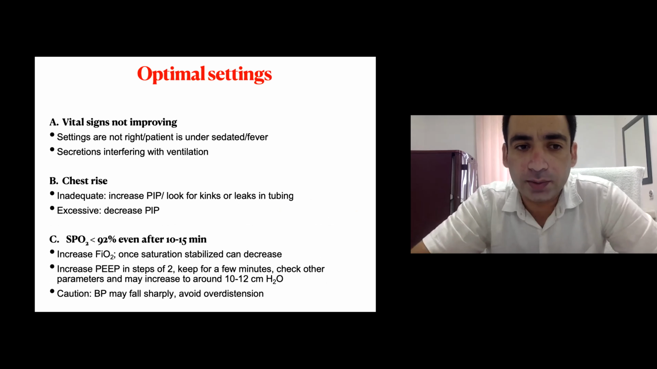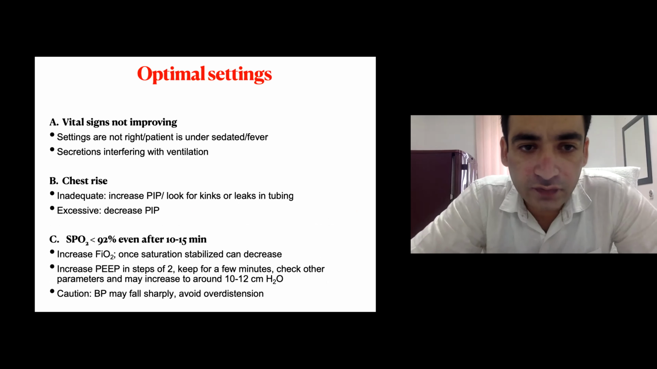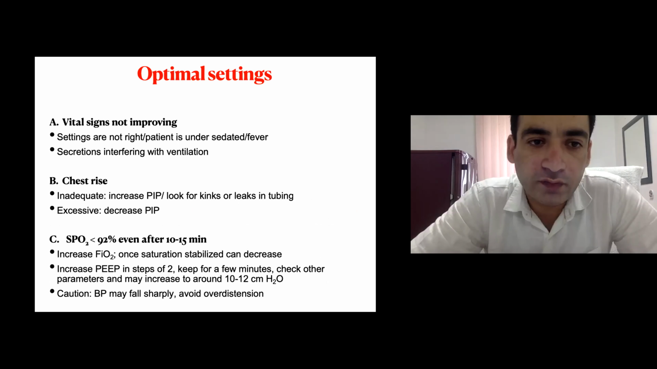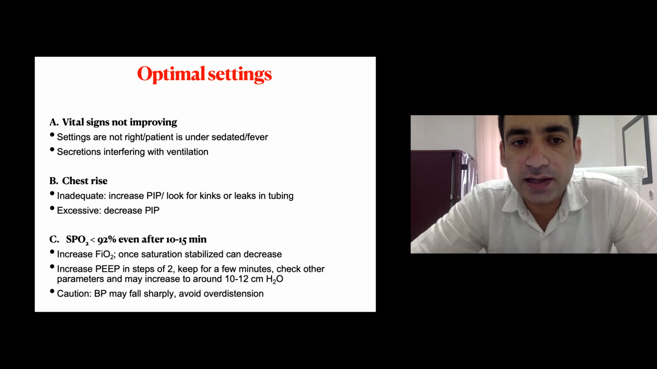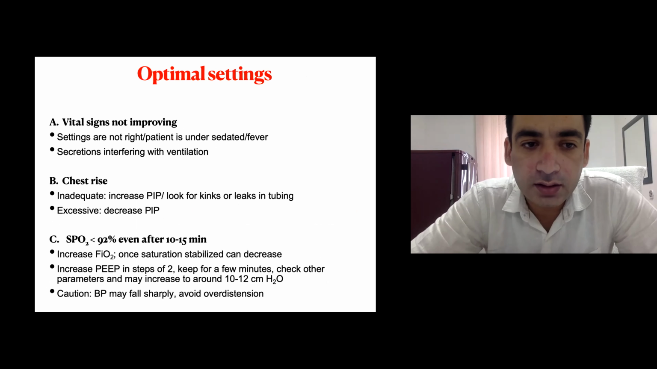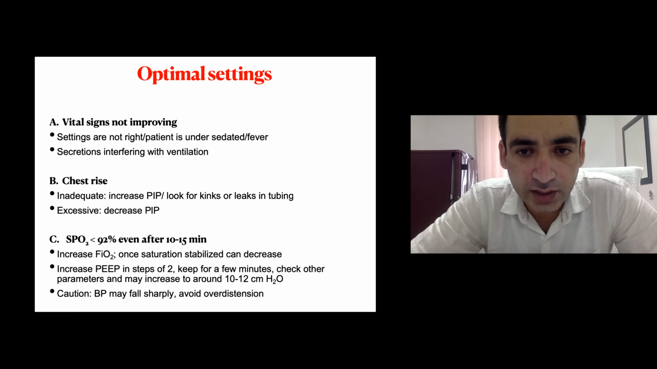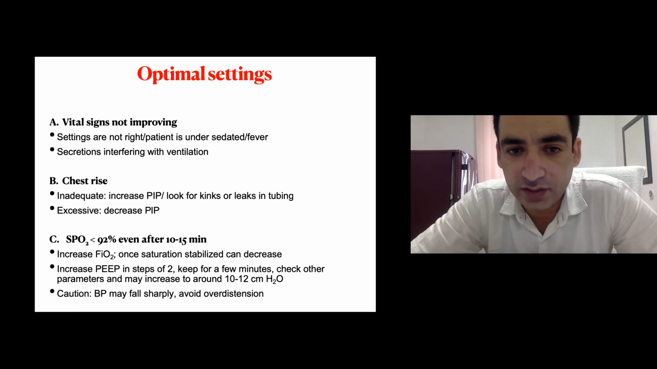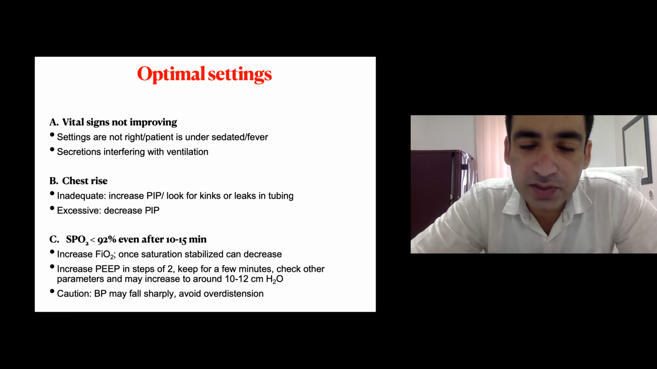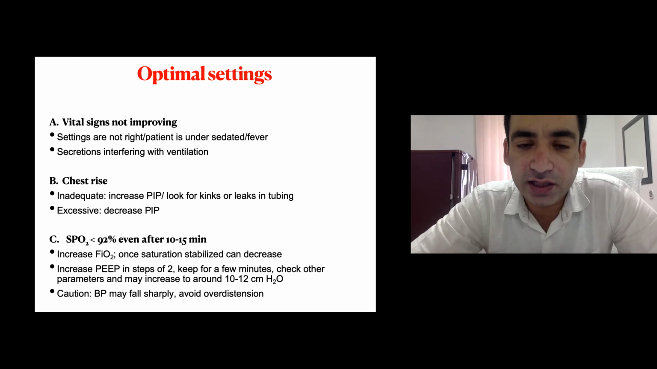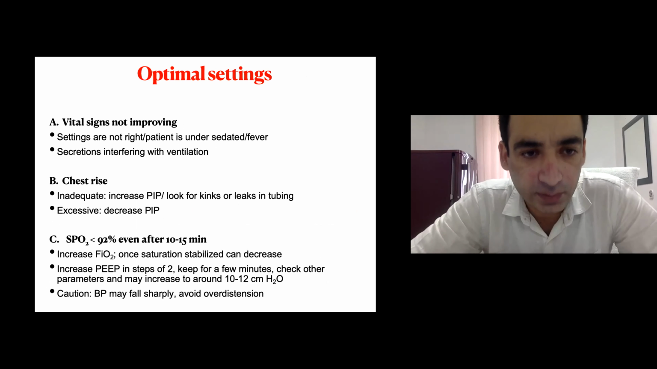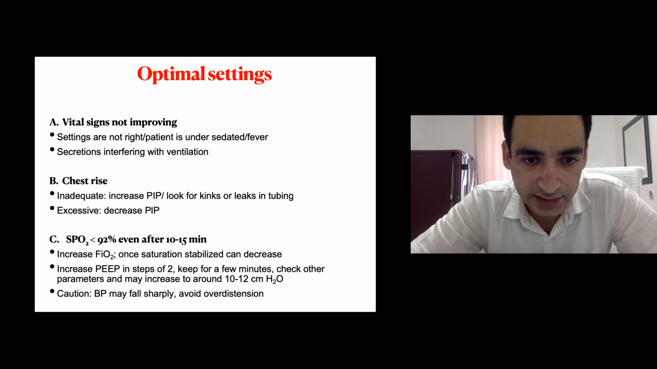Now coming to the optimal settings, if despite being on ventilation for 10 to 15 minutes, the child's vitals are not improving, then something must be wrong and we should check for it. Usually the patient either fights, is not properly sedated, may have fever, or there may be secretions which are interfering with delivery of the pressures. So all these things should be looked for when we are not achieving normalization of vital signs.